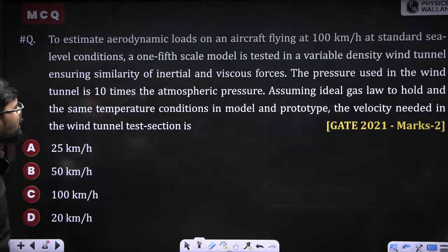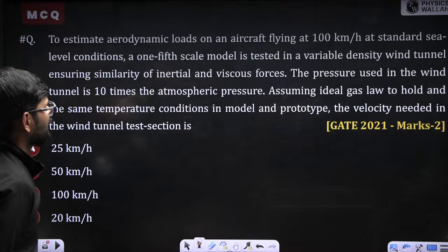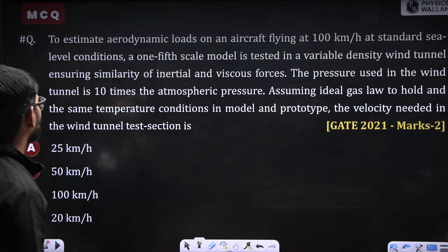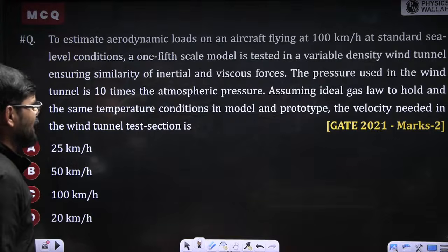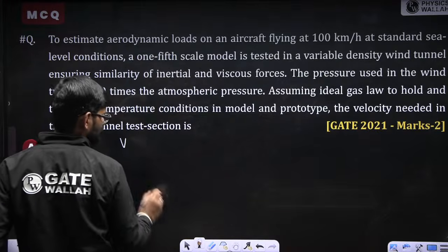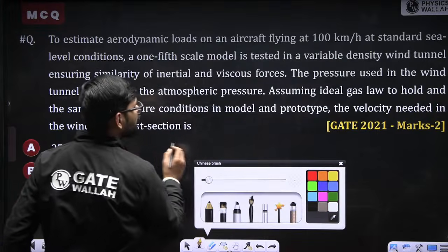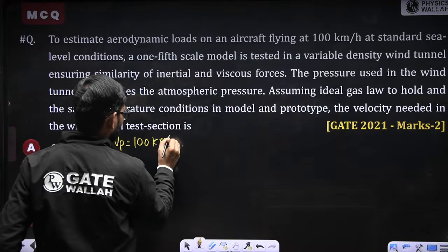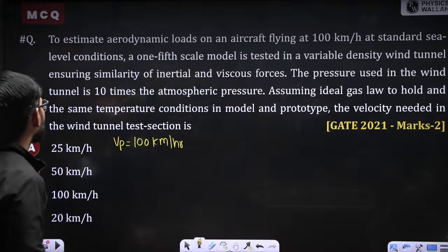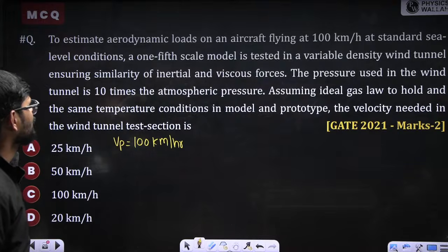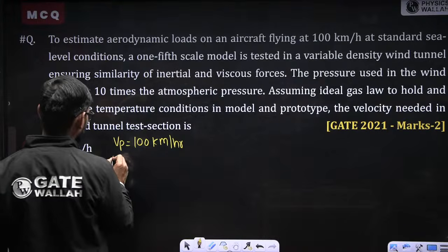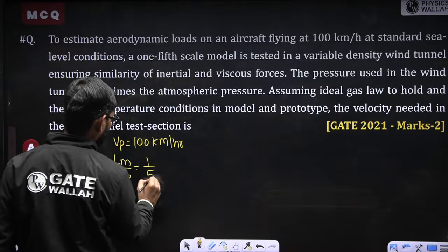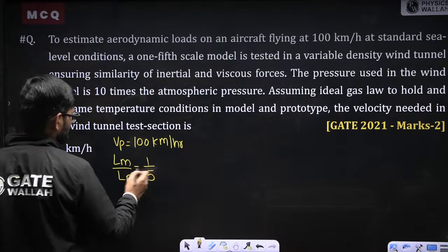To estimate the aerodynamic load on an aircraft flying at 100 kilometer per hour, the actual aircraft, the Vp value is given as 100 kilometer per hour. Standard sea level condition, 1/5 scale model. 1/5 scale model means Lm by Lp is equal to 1 by 5, or I can say Lp.